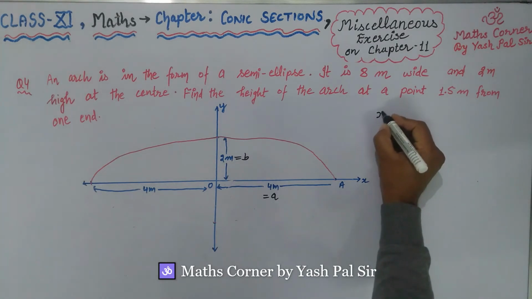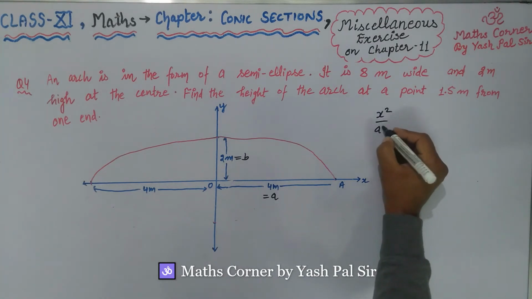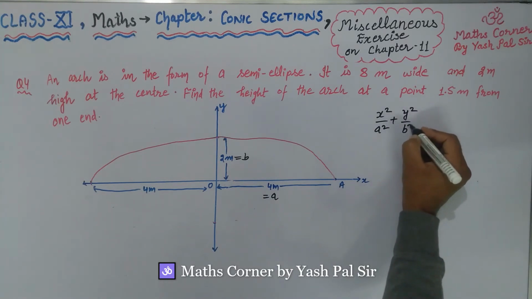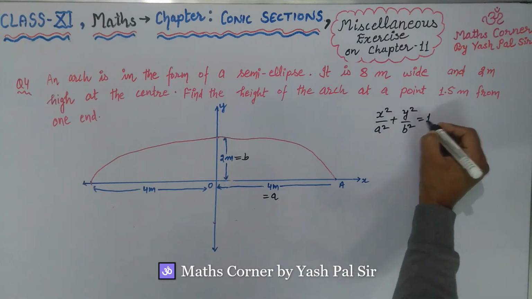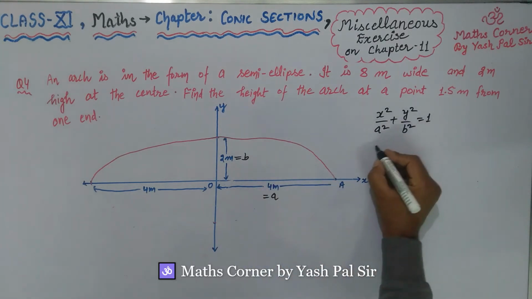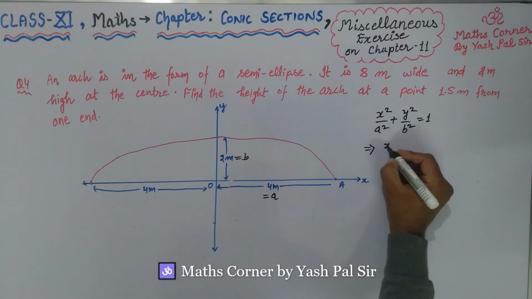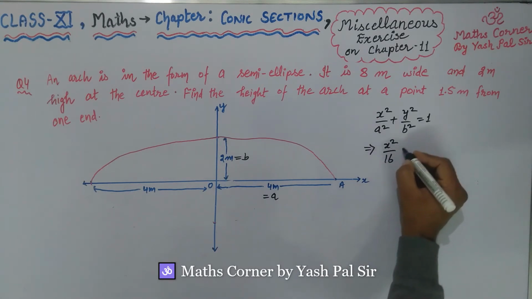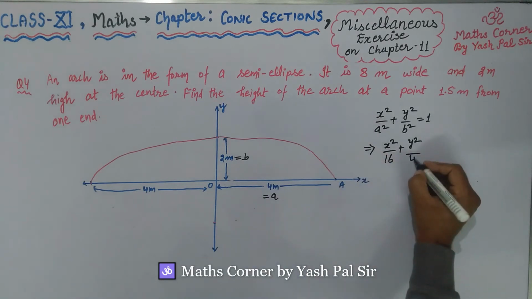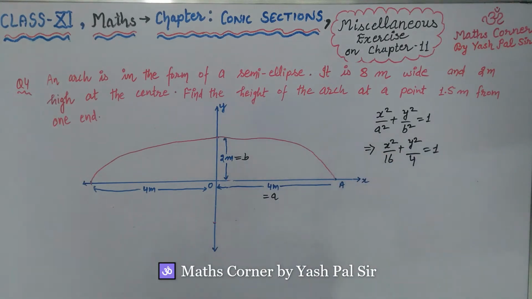So what is the equation of the ellipse? This is x square upon A square plus y square upon B square is equal to 1. Substituting the value of A, which is 4, so we have x square upon 16 plus y square upon 2 2s are 4 is equal to 1.